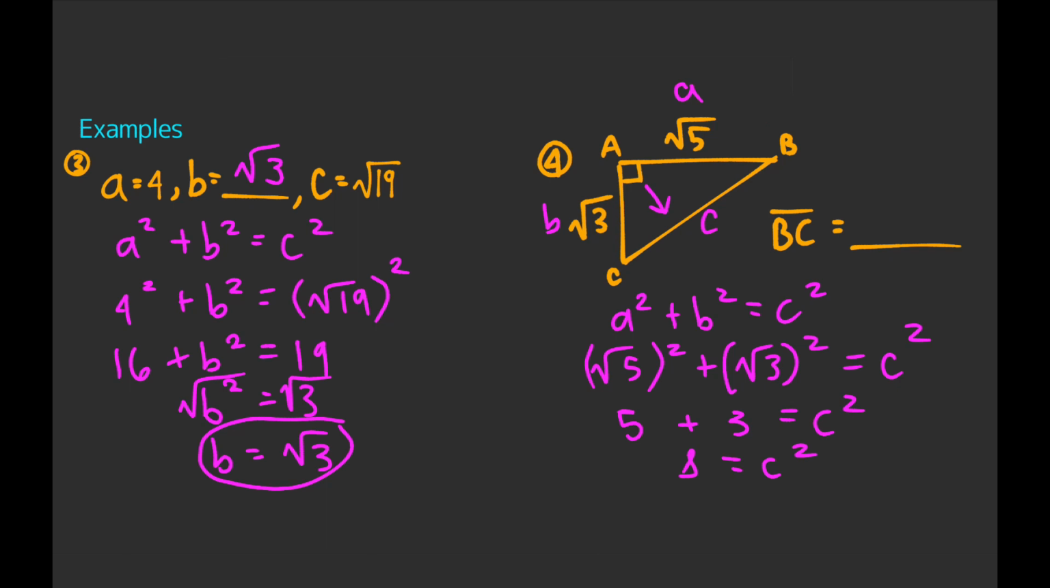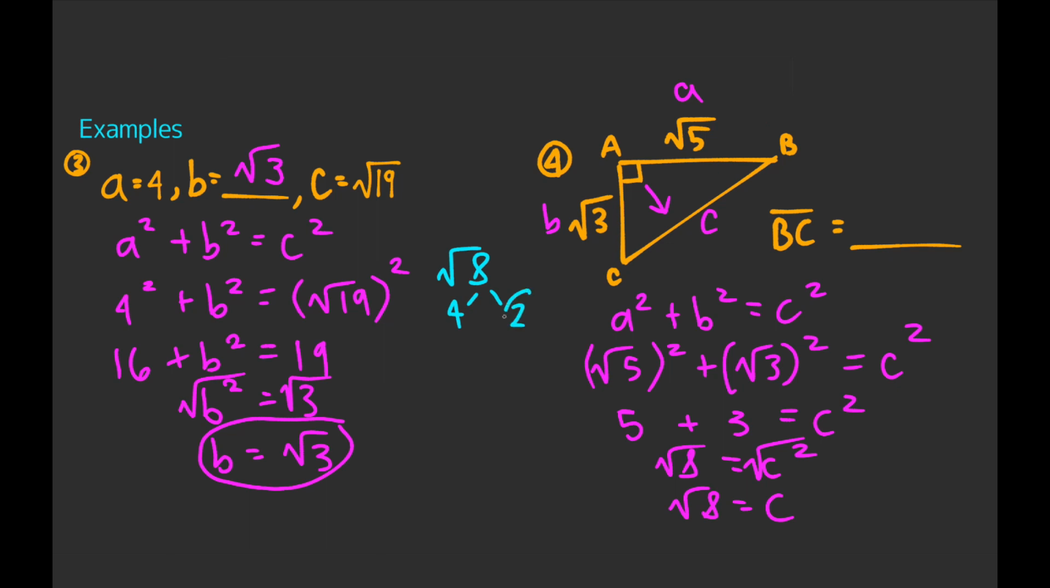And to isolate the C, we're going to square root both sides, and we will get the square root of 8 equals C. Now we actually aren't done yet, because the square root of 8 can simplify, and it's always best to simplify when possible. So I'm going to simplify the square root of 8 using the tree method. I'll do it over here. So the square root of 8 has factors of 4 and 2.